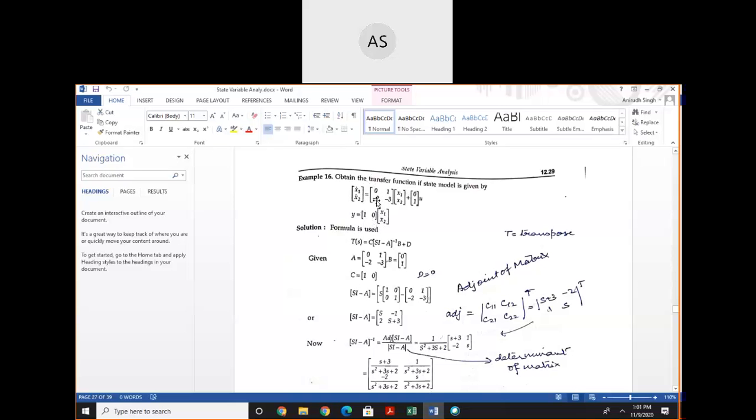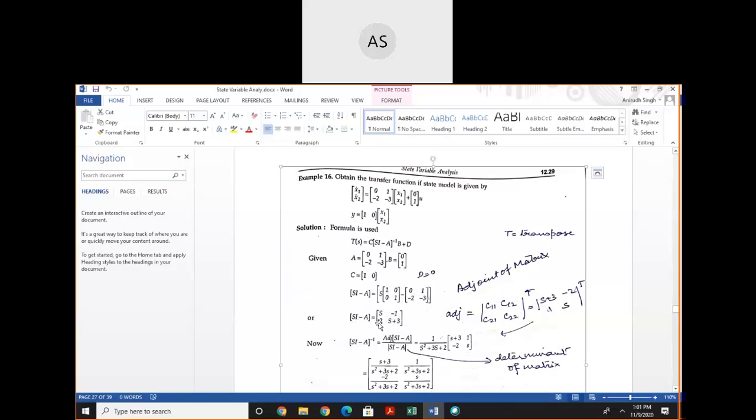Now obtain the transfer function if the state model is given by this equation. The state model is given by the state equation and output equation. In this case, the value of D is 0. This is the A matrix, B matrix and C matrix. And we know that the transfer function is given by C multiplied by the inverse of SI minus A multiplied by B plus D. The value of D is 0.